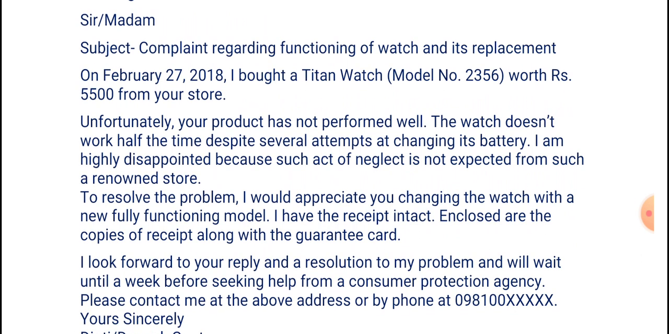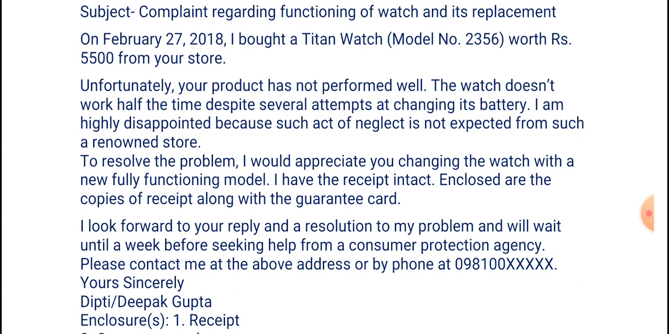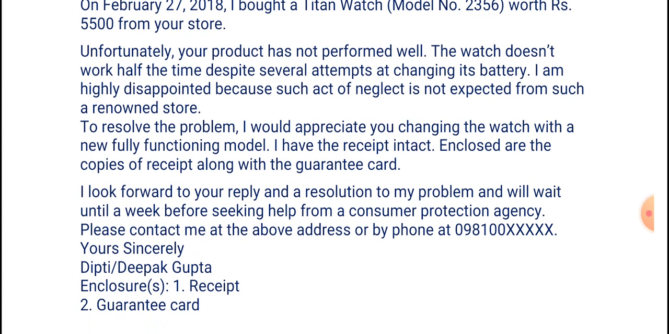On February 27, 2018, I bought a Titan watch. So this is an old letter, model number 2356, worth rupees 5500, from your store. Unfortunately, your product has not performed well. The watch doesn't work half the time despite several attempts at changing its battery. I'm highly disappointed because such an act of neglect is not expected from such a renowned store. To resolve the problem, I would appreciate your changing the watch with a new fully functioning model. I have the receipt intact. Enclosed are the copies of the receipt along with the guarantee card.